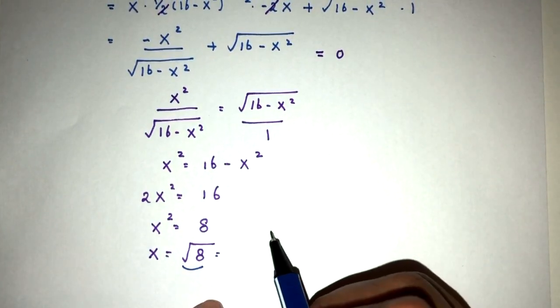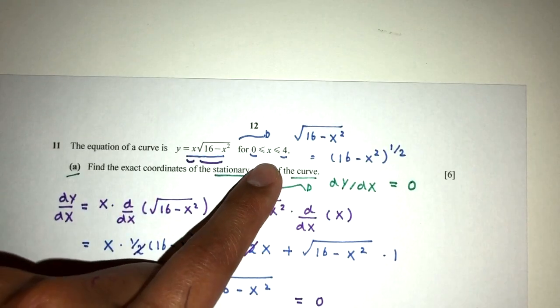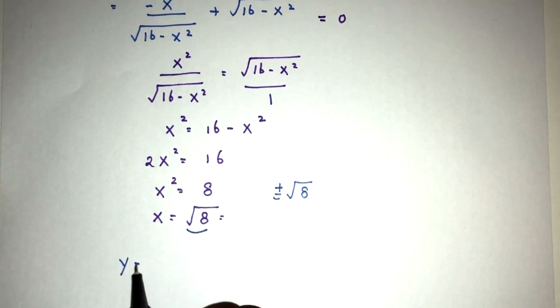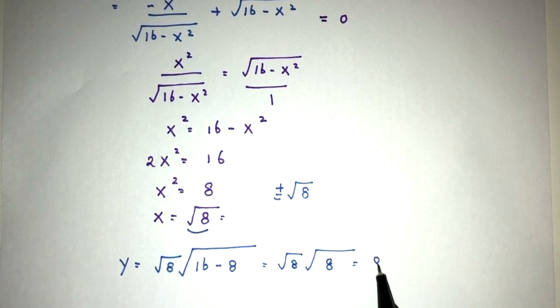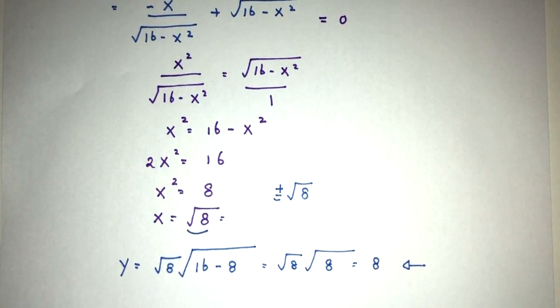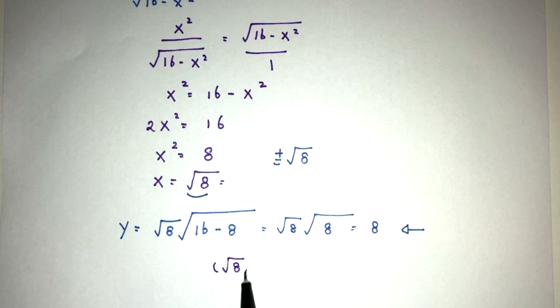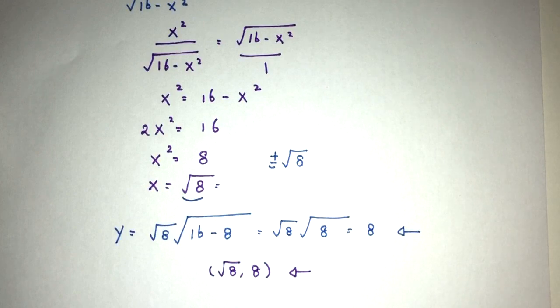Now, of course, you would say we have plus or minus root of 8. But why don't we take the negative value? Is because if you look here, x cannot be negative. That's why it can only be the positive value. Now, for the value of y, replace x back in the main equation. That will be root of 8, root of 16 minus 8. That will be root of 8 times root of 8, that will be 8. Right, if that makes sense. So we have your answer right here. The point will be root of 8 and then 8 for the stationary point. That will be part 1 of the question.